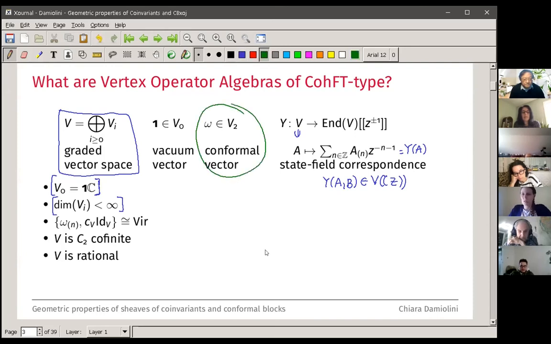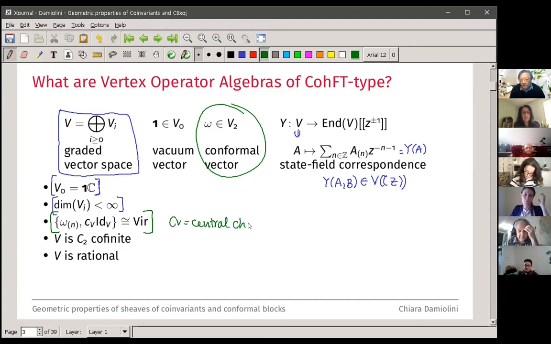structure. So the conformal structure is, well, I want to have a vector in degree 2, which is the conformal vector, which gives us the conformal structure, meaning that if I take this set of endomorphisms, where omega n is just the endomorphism induced by Y and omega, then there will exist a coefficient, called the central charge, so that this Lie algebra of endomorphisms is isomorphic to the Virasoro Lie algebra.